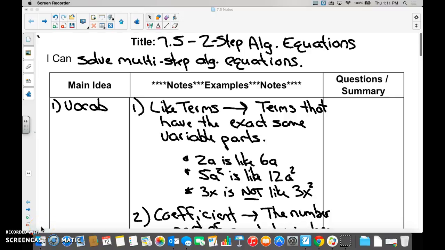Two-step algebraic equations. I can solve multi-step algebraic equations. Nice job.